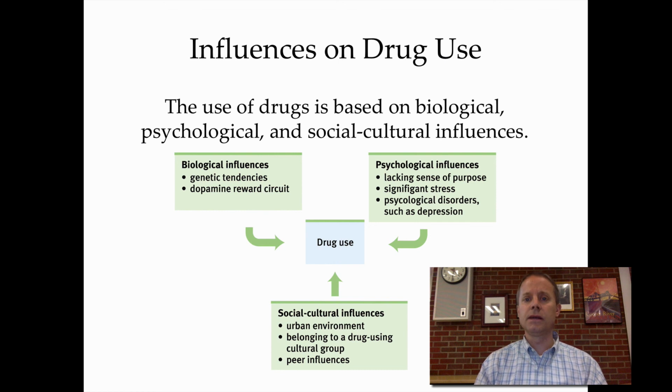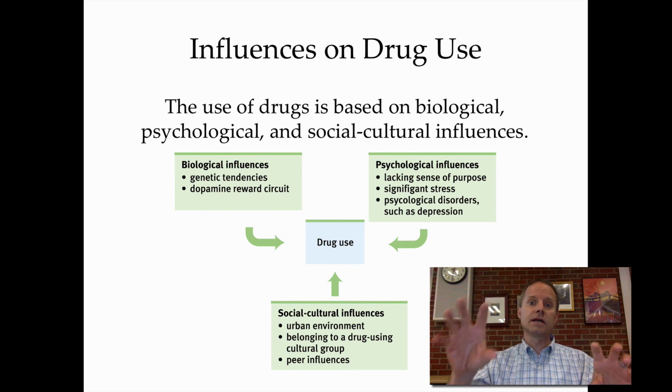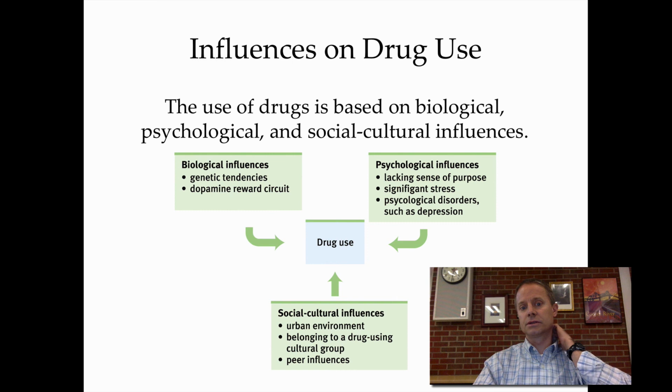Last thing I want to end up with is touching on this biopsychosocial model. I told you guys at the very beginning of the year that psychologists tend to understand people using the biopsychosocial model, that when there's a psychological disorder, there's biological effects, psychological effects, and social effects. And so this graphic here shows how drug use can be impacted by those three areas: the biological, the psychological, and the social cultural.